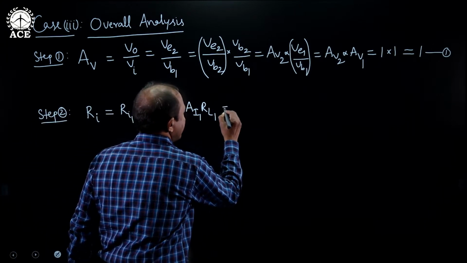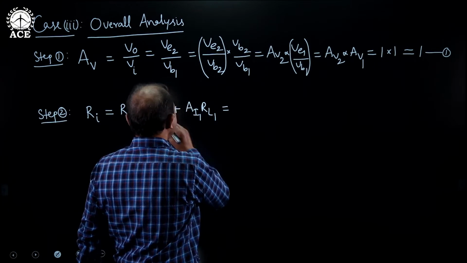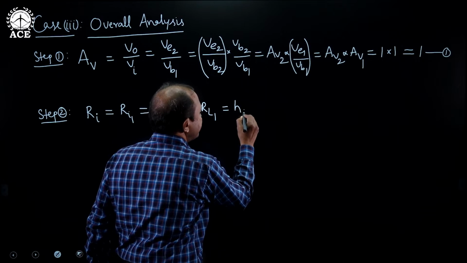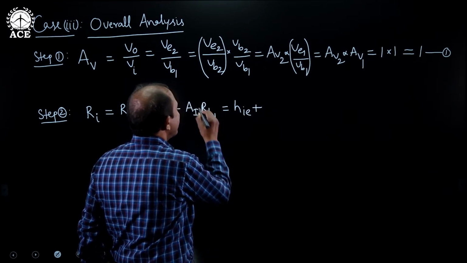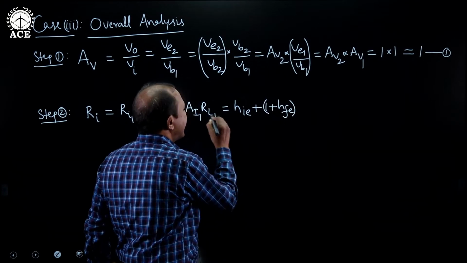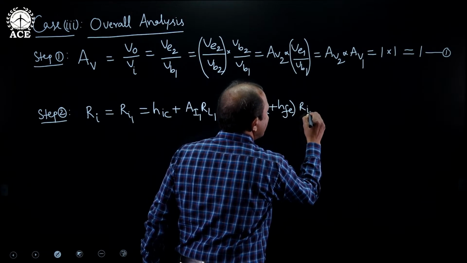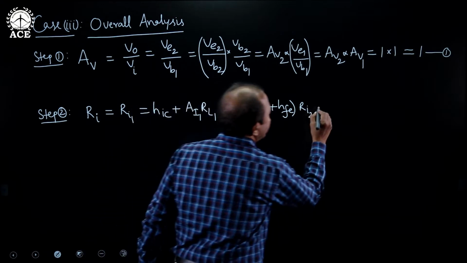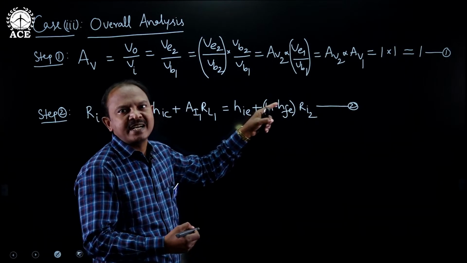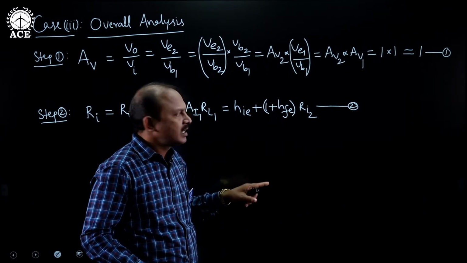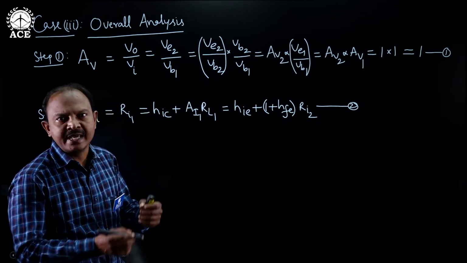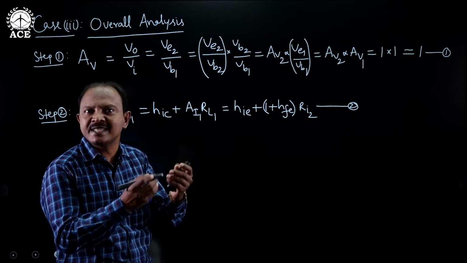If you carefully observe, I will go for conversion equations. HIC is nothing but HIE. AI1 approximate equation is 1 plus HFE. And RL1 is Ri2. Now if you carefully observe this equation, if HFE is 100, 1 plus HFE is 101, Ri2 is minimum of 2 mega ohms in CC amplifier. 2.04 mega ohms is the input resistance in second stage. Second stage is a CC amplifier.